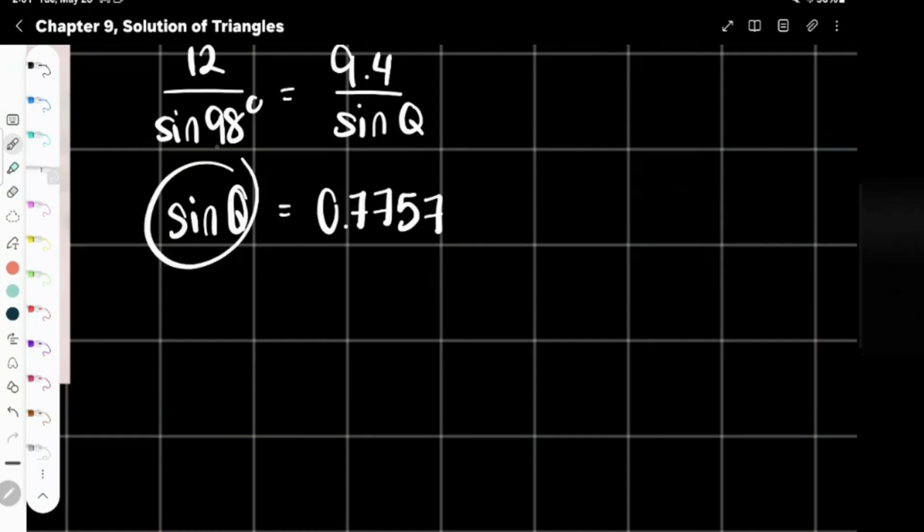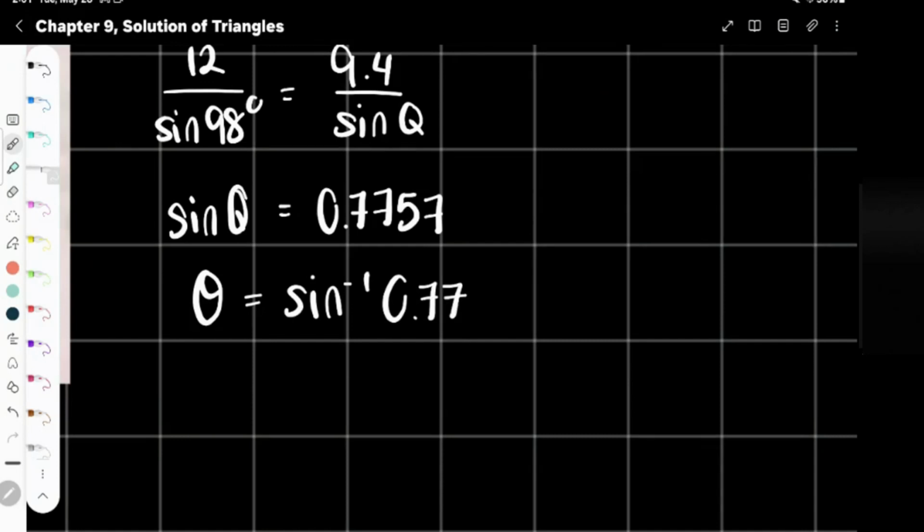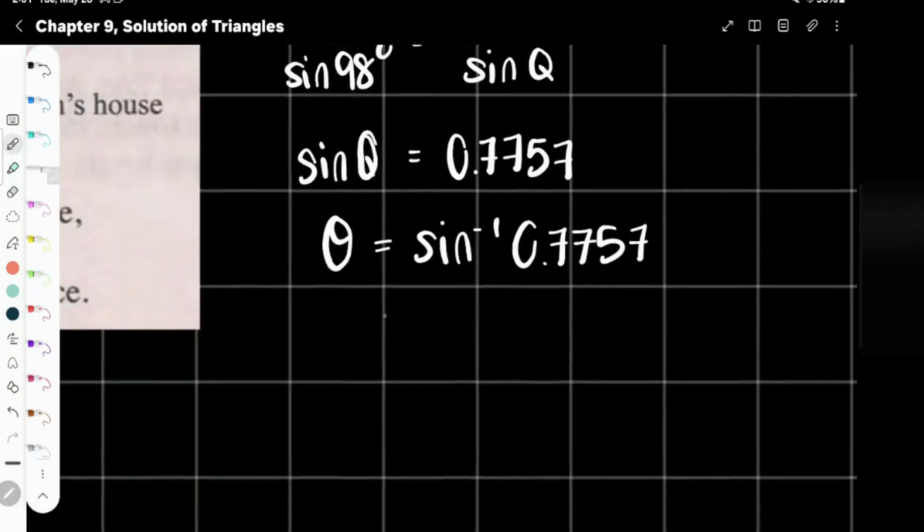And what to do? We want the Q only, right? So we can get rid of the sine by using arcsine, or sorry, sine inverse. Arcsine is the inverse. So we can use that one. So the answer will be 50.87.